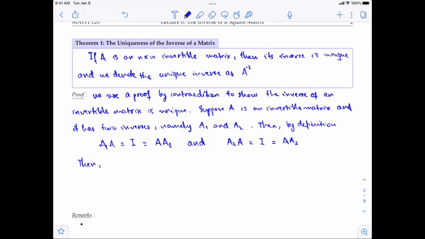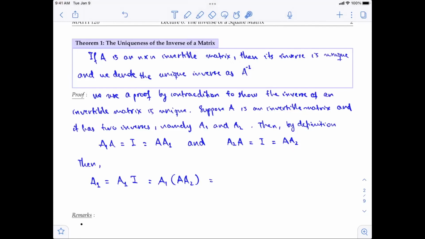Then what you have is that I'm going to write A1 equal to A1 times the identity matrix. So if a matrix is multiplied with the identity matrix, it gives you the matrix itself. But the identity matrix can be equal to A times A2, right? So A1 times A times A2. Right, so I just basically substitute the identity matrix by the product A times A2.